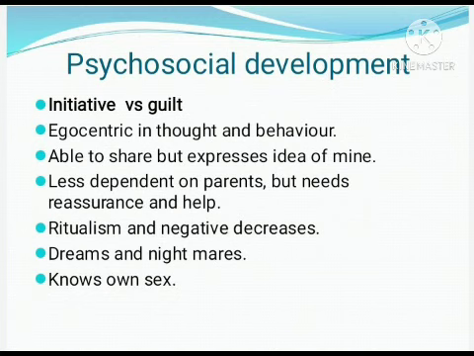We will see later. Able to share but expresses ideas of mine. Everything they will take as their own idea. It might have been given by the mother or somebody else, but they will take it up and express it in terms of themselves. Even as an adult, I have seen this. But understand, even if you have such a feeling, your psychological development is only up to preschooler. So try to grow. Whatever is supposed to be given to others, give to others.